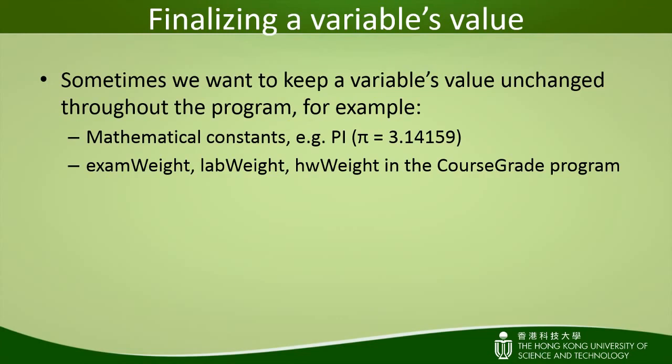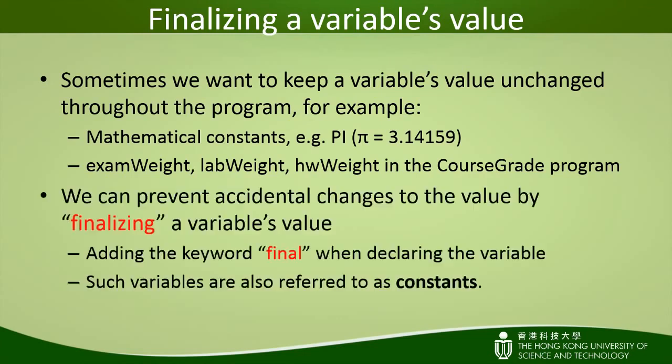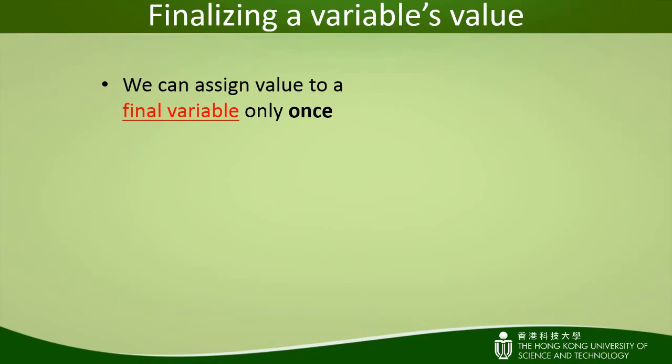If you want fixed weight for every student, you can prevent accidental changes to the value of a variable by finalizing its value. This is done by adding the keyword final in front of the declaration of a variable. Such variables are often referred to as constants. You can assign a value to a final variable only once.